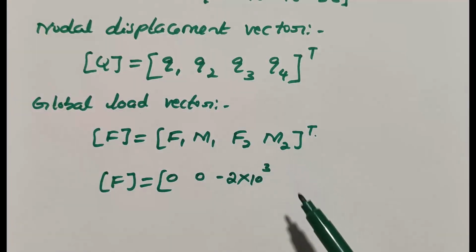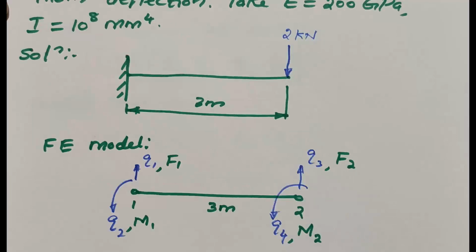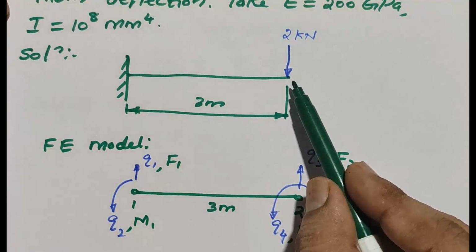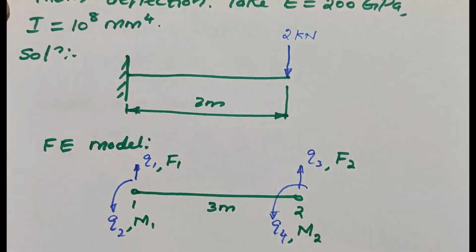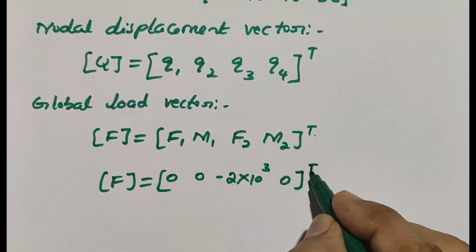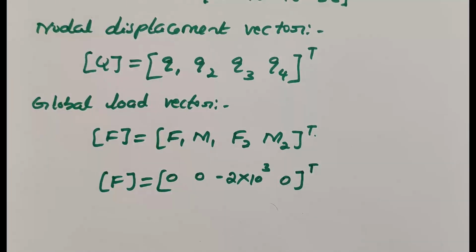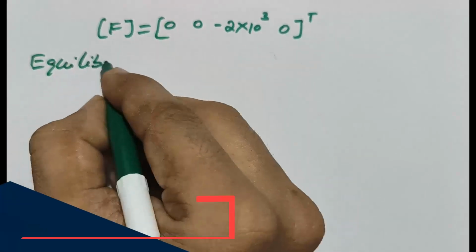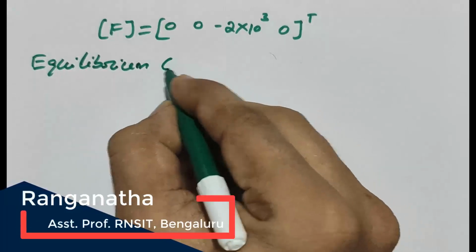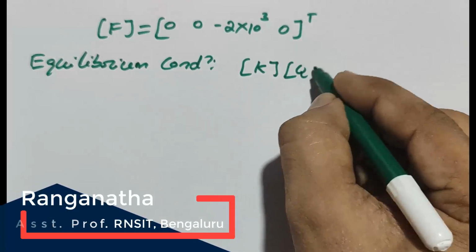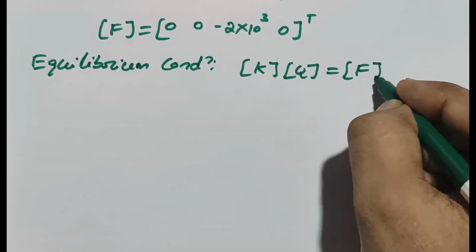Next we need M2, that is applied moment at node number 2. See the figure, at node number 2 means that is at the free end, no moment is applied. Applied moment is 0, means at node number 2 the applied moment M2 will be equal to 0. So M2 is 0, transpose. This is the global load vector or global force vector. Next is equilibrium condition, that is K into Q is equal to F.